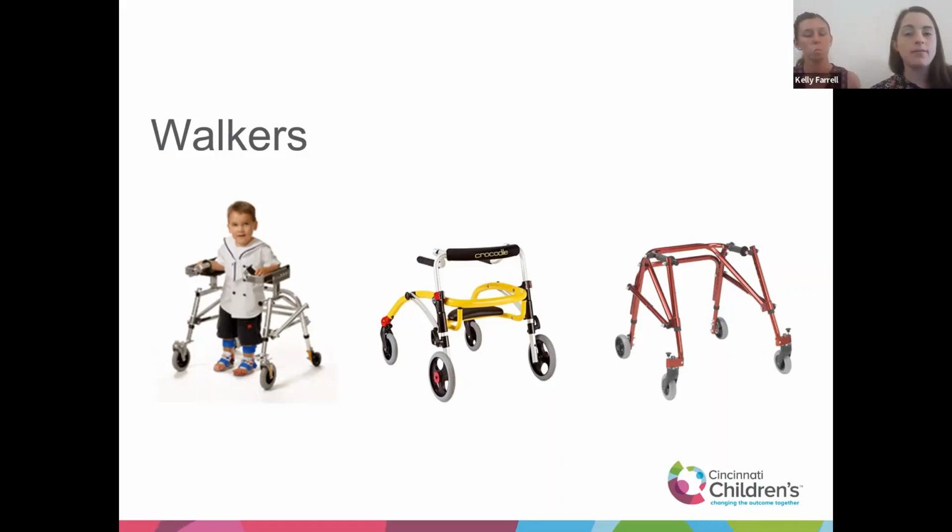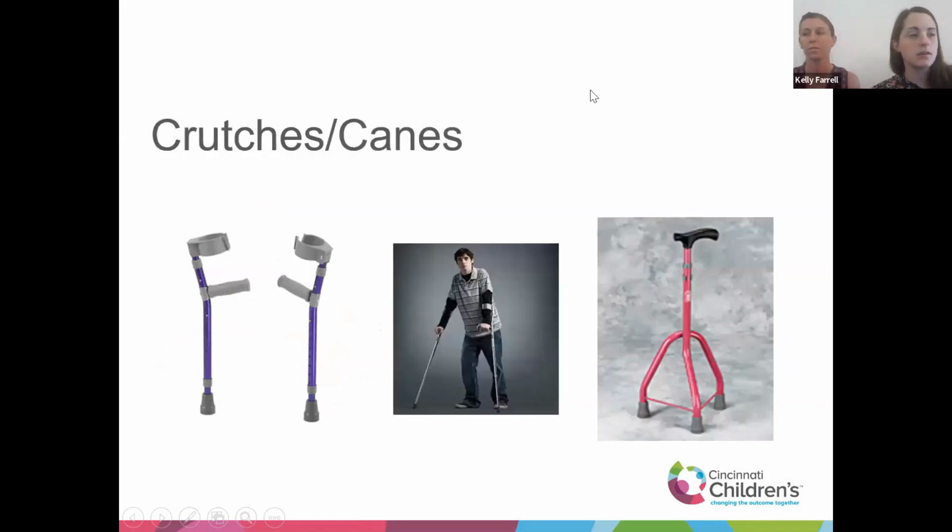We typically have posterior walkers or anterior walkers. That means depending on if their hands are in front of them or behind them, or where the walker is placed. We prefer this position. This is called a posterior walker because these children usually have a little bit more upright position in this case.